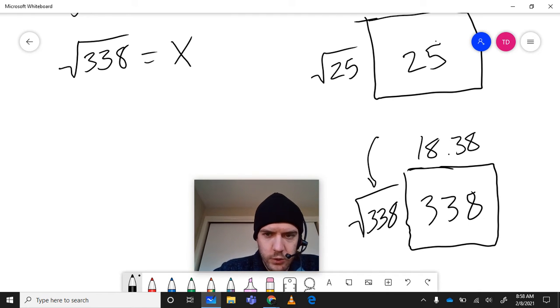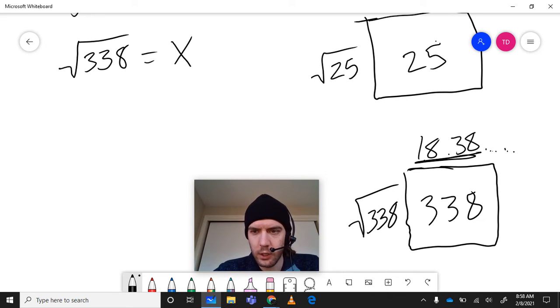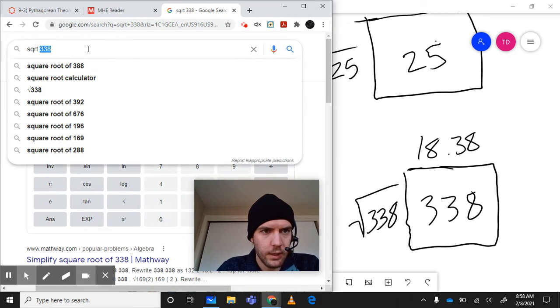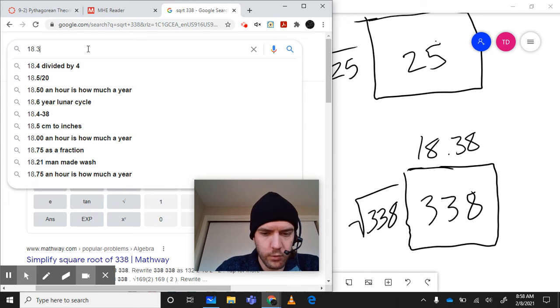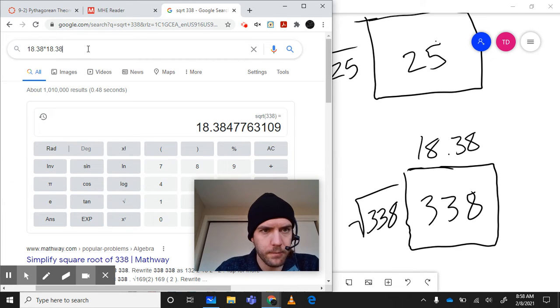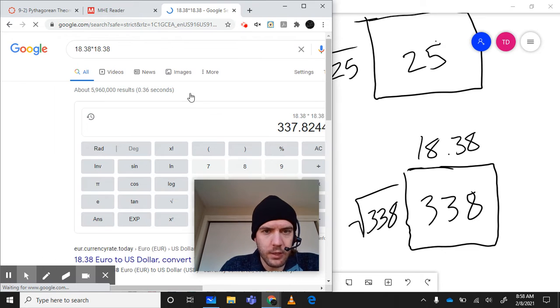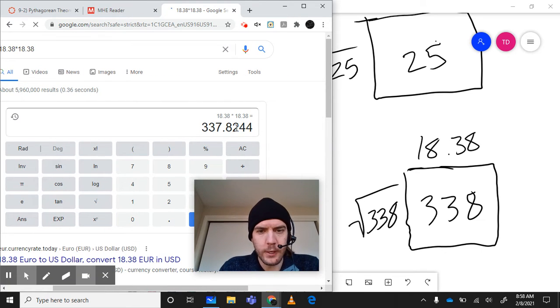Now we tend to want to just use the symbol because when we use the symbol, this is exactly right. Whereas if I don't keep writing out all the decimals up here, then this number is just close to right. If I actually just did this number, 18.38, and I squared it, 18.38 times 18.38, I'm not going to get 338. I'm going to get really, really close, 337.82, but I'm not actually going to get this. So this is not actually the square root. It's just really close.